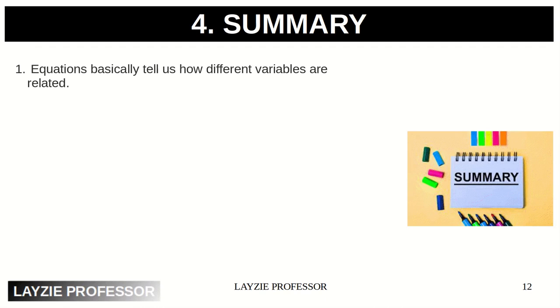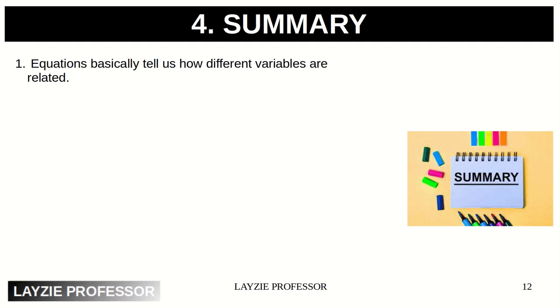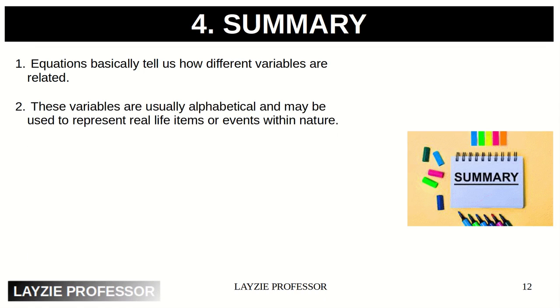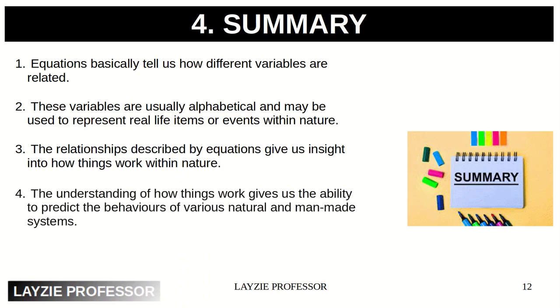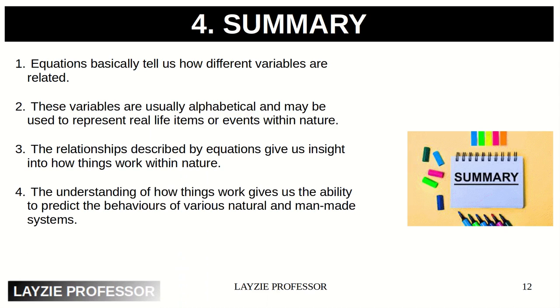So in summary, equations basically tell us how different variables are related. And these variables are usually alphabetical and may be used to represent real-life items or events within nature. The relationships described by equations give us the insight into how things generally work in the world. The understanding of how things work gives us the ability to predict the behaviors of various natural and man-made systems. The prediction of the future or future events is also possible with equations.